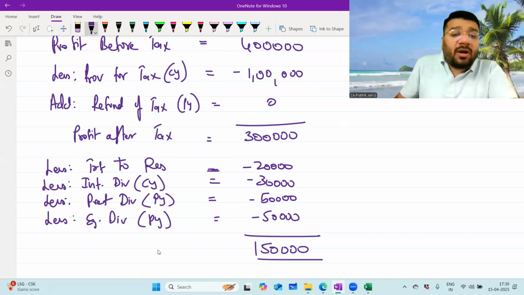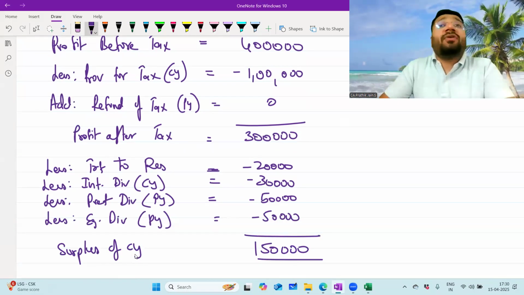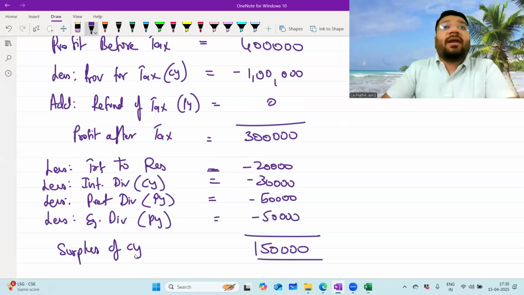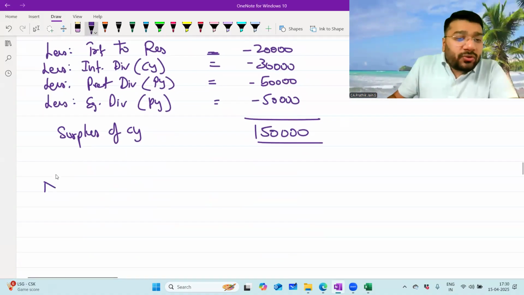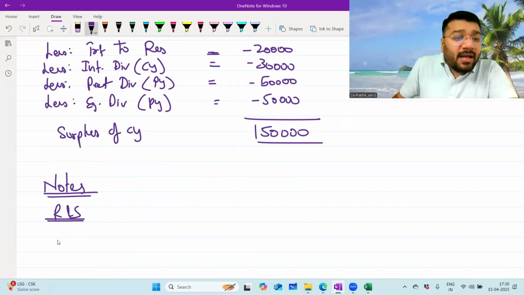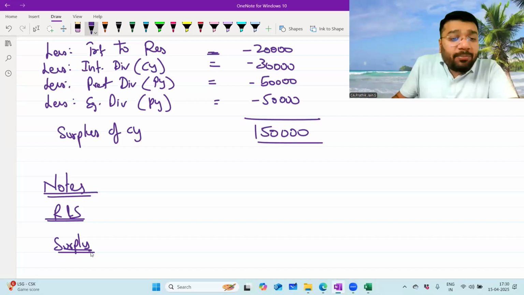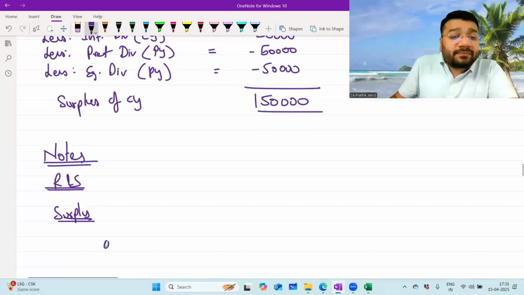1,50,000 is the balance, and this is called surplus of current year, or profit of current year, or retained earning of current year. These are the different nicknames. All these nicknames, where did we study? Schedule 3. Wonderful. Now, I'm going directly to notes to accounts. In notes, we have something called reserves and surplus. Under that, we are focusing on surplus.